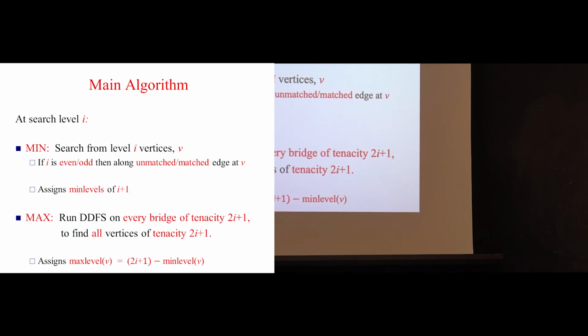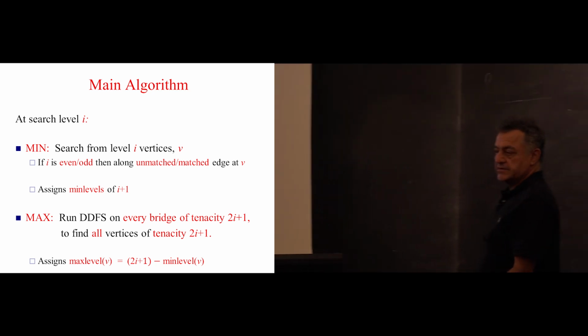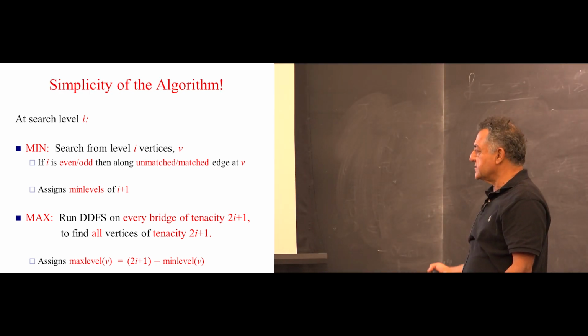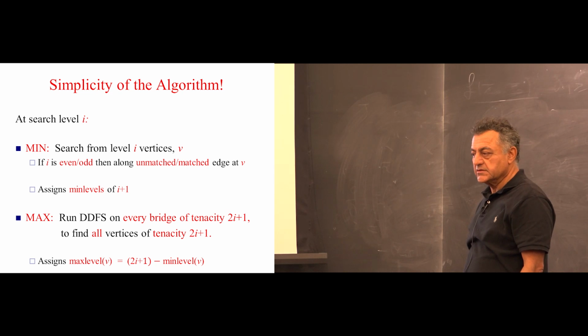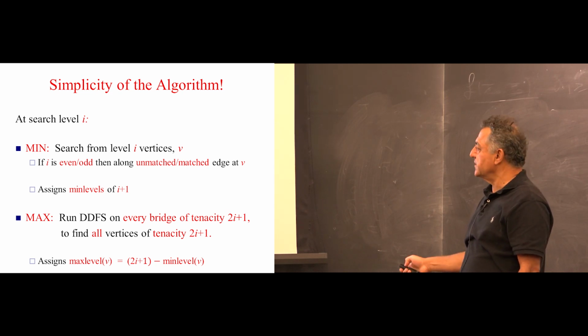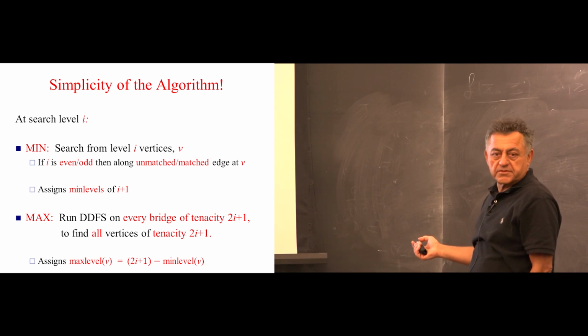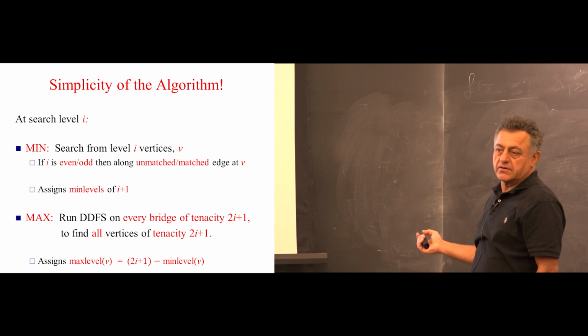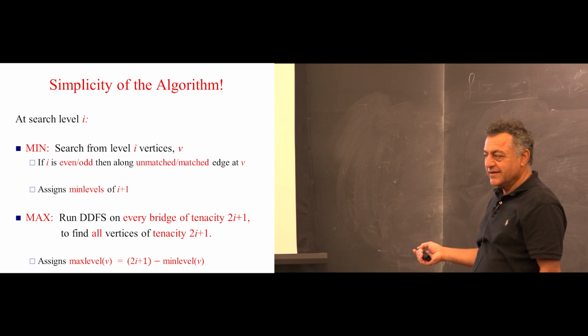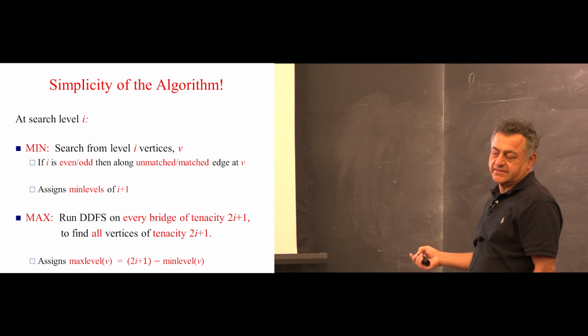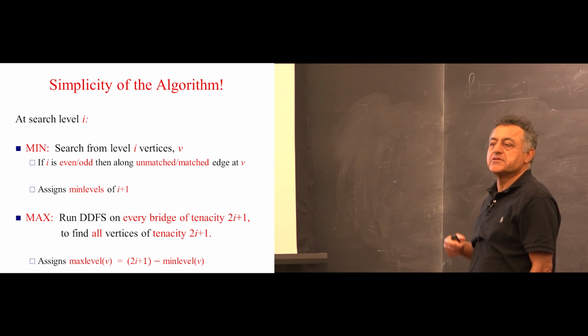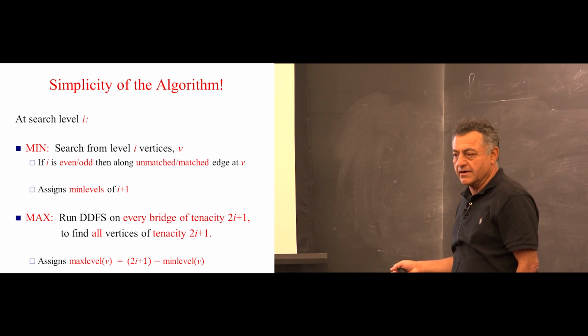So finally, I want to say that this is the main algorithm. And you can stare at it and see how simple it is. You just iterate on the search level, you assign min levels, you assign max levels, and you have to, of course, prove quite a few things, and that takes work. But the algorithm is simple. And that's the way it should be. The algorithm has to be easy. The proof could be arbitrarily hard.